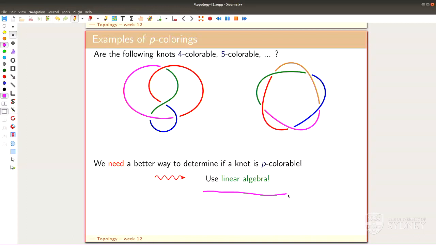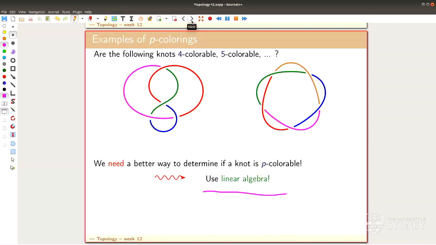Maybe not 5,012,000, I'm not too sure. But certainly a few hundred crossings is not a problem for a machine. And a few crossings is not a problem for you, so for a human. That's pretty cool. That's an amazing answer to a question which doesn't seem to be tractable in any sense at all. But it's pretty good. So let me explain how that works.